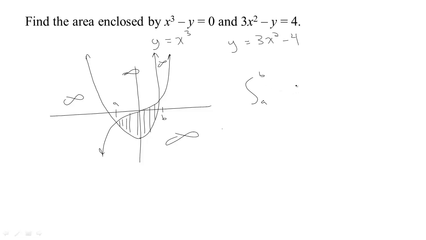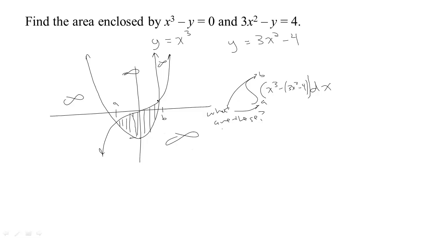If we want to find the area, imagine a little piece of area here. It's like a rectangle, right? Its width is the change in x, and its height is the upper curve minus the lower curve. From our sketch, we can tell that the curve that's up above is x cubed, and the curve that's down below is 3x squared minus 4. So that's the integral we need to do, but my question right now is, what are these values?